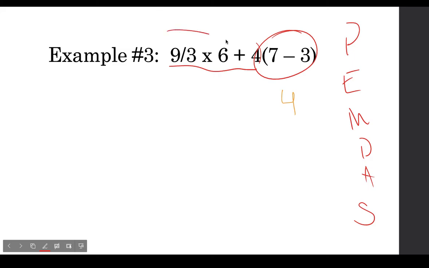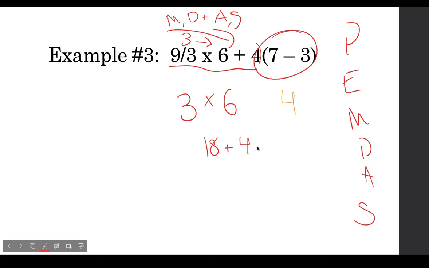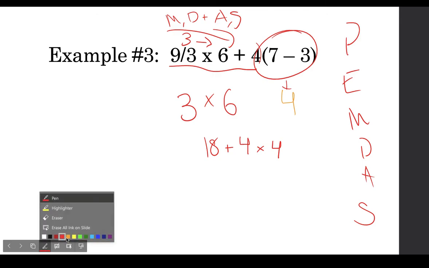PEMDAS, we're going to go left to right with multiplication and division and addition and subtraction. So let's start by doing division since we're going left to right. 9 divided by 3 is equal to 3. Let's bring that down. Now we're going to do multiplication since we're still going left to right, and since we got 3 here, we're going to have to multiply it with 6. So 3 multiplied by 6 is 18. And then we have 18 plus 4 multiplied by 4. That's just a lone 4 there.